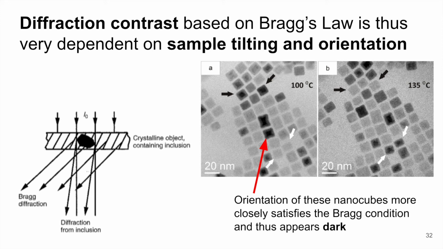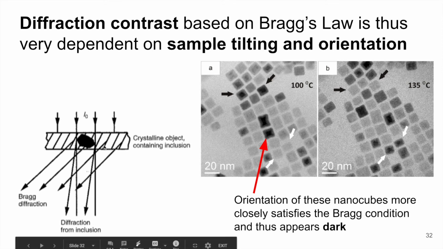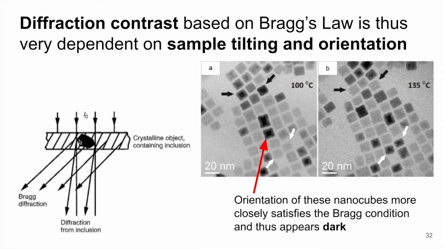So this is why I briefly mentioned those tilt holders on TEM: sample tilting and orientation is highly dependent on the type of contrast we get in this mode. Again, this is an image looking at a sample that is crystalline, but it also contains a crystalline object or an inclusion, and the angle of that inclusion will obviously either cause it to diffract or not diffract. And so this is an example of what are called nanocubes.